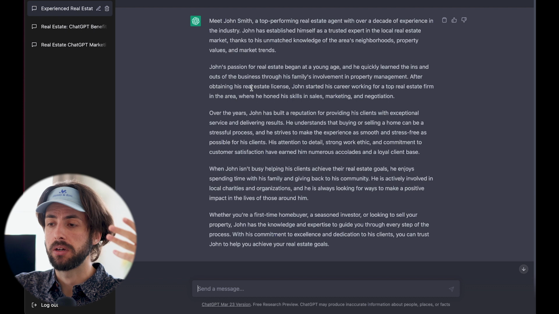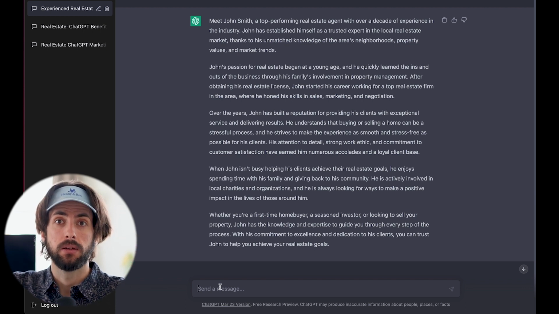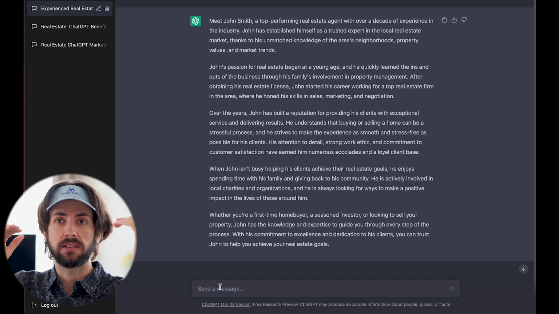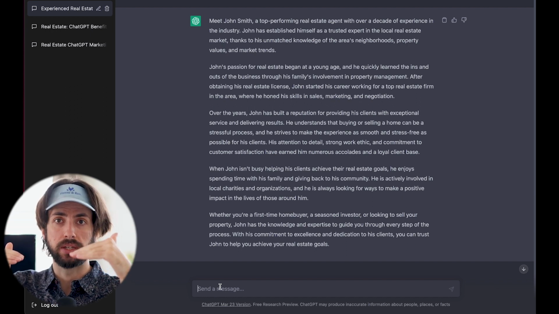Another thing to keep in mind about ChatGPT is, okay, they just gave you this. The cool thing about this is you can then say, okay, tweak it. You can go back in and do that, because whenever you write a new message, it's not a new conversation every time.